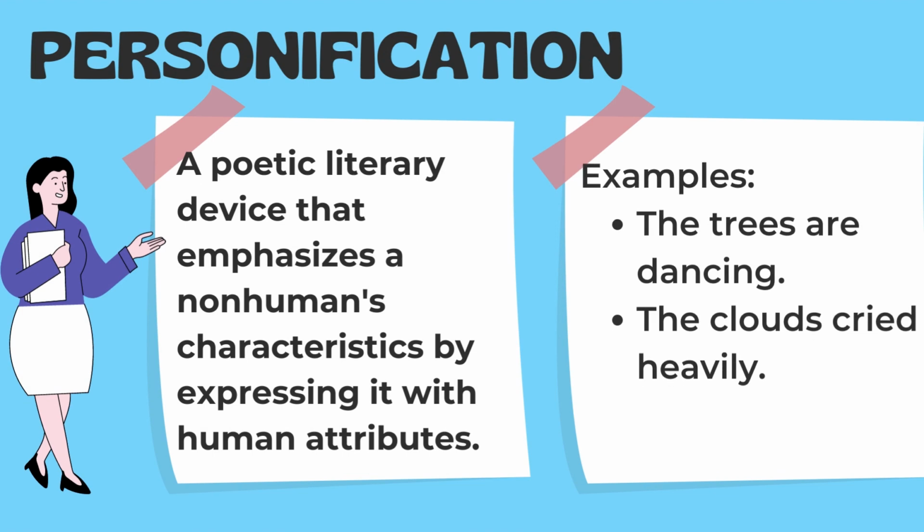We have personification. So it is a poetic literary device that emphasizes a non-human's characteristics by expressing it with human attributes. Let's take a look at these examples. The trees are dancing. So you can see tree is a non-human and it is expressed with human attributes which are dancing. The clouds cried heavily. So it also goes the same. Clouds are non-human and then it is expressed by human attributes which is cried heavily.